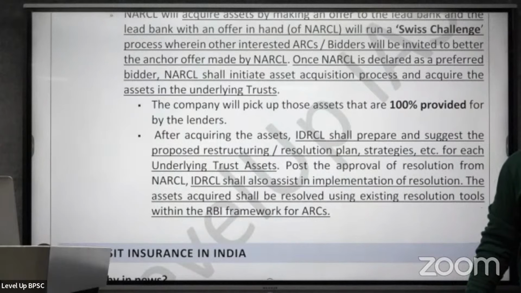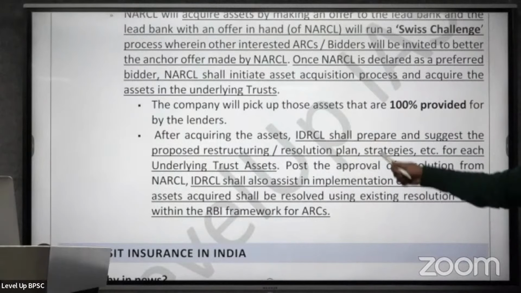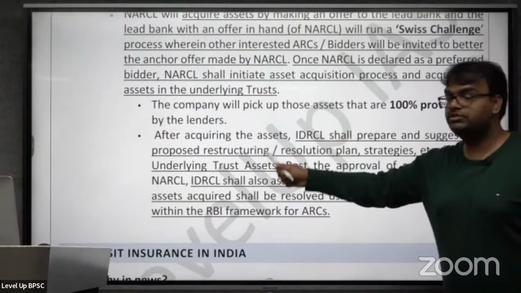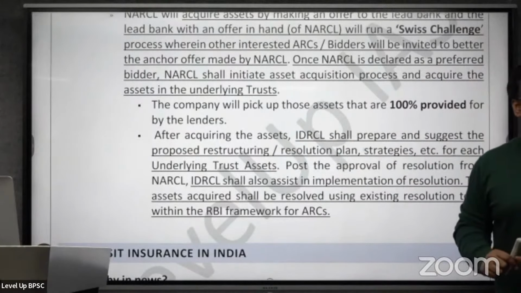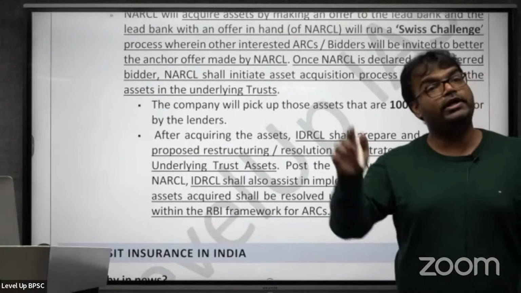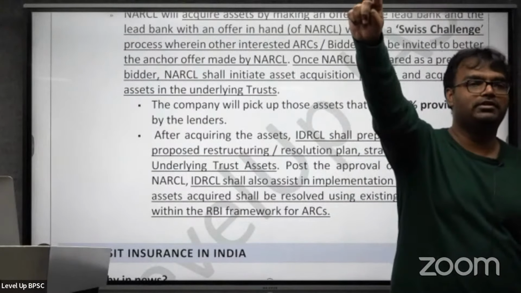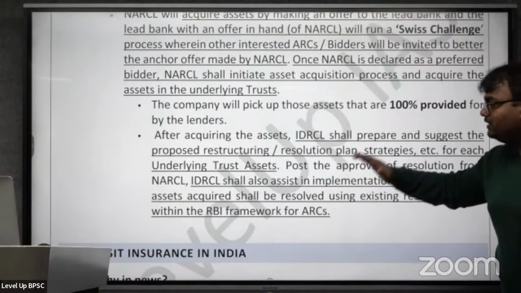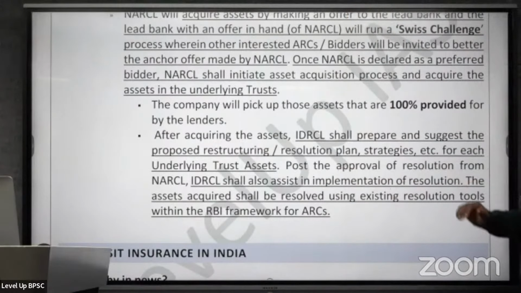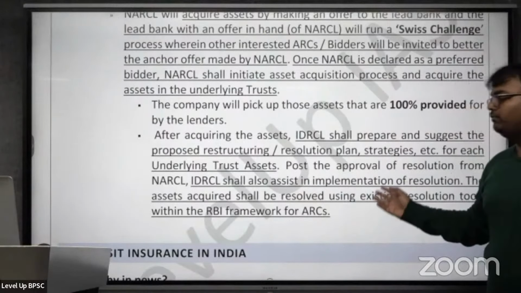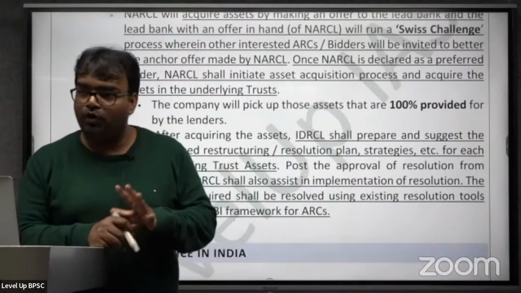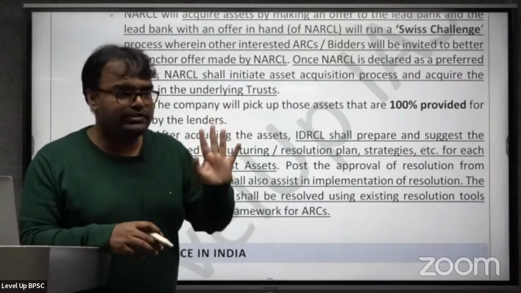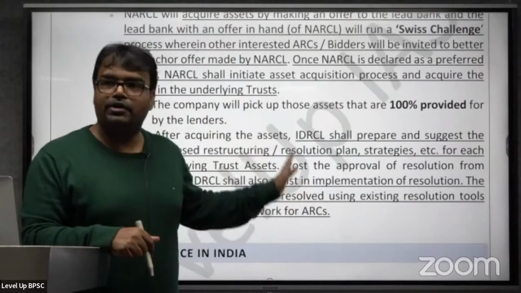After acquiring the assets, NARCL has acquired the asset. Now comes the role of IDRCL. It shall prepare and suggest the proposed restructuring or resolution plan, strategies, etc. This proposal would go again to NARCL. If it approves this proposal, then IDRCL shall also assist in implementation of the resolution. The asset acquired shall be resolved using existing resolution tools within the RBI framework for ARCs. So that is the bad bank and the two-institution system that India created in 2021.